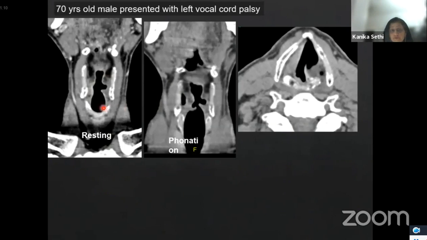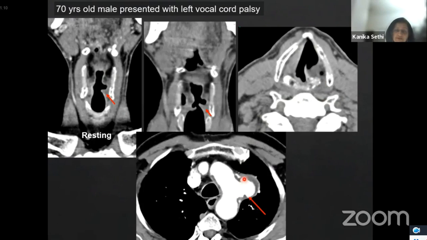The palsies are there on the left side. By now you must know all the signs as well. I hope you all remember. While imaging, I told you that you have to go right up to the superior mediastinum. There is an aneurysm arising from the left arch of the aorta. This is along the course, because the left recurrent laryngeal nerve goes around it and then ascends superiorly. So it is causing compression and causing the left side palsy.